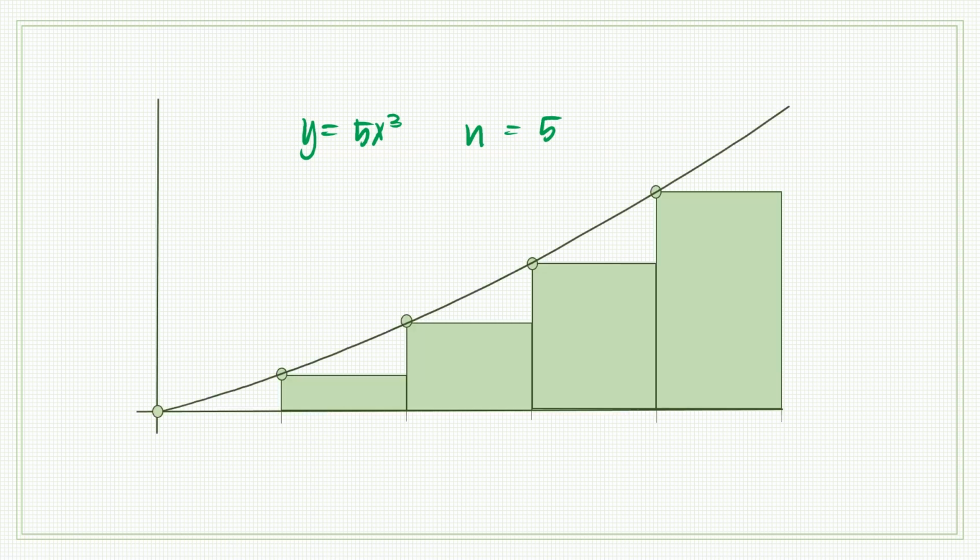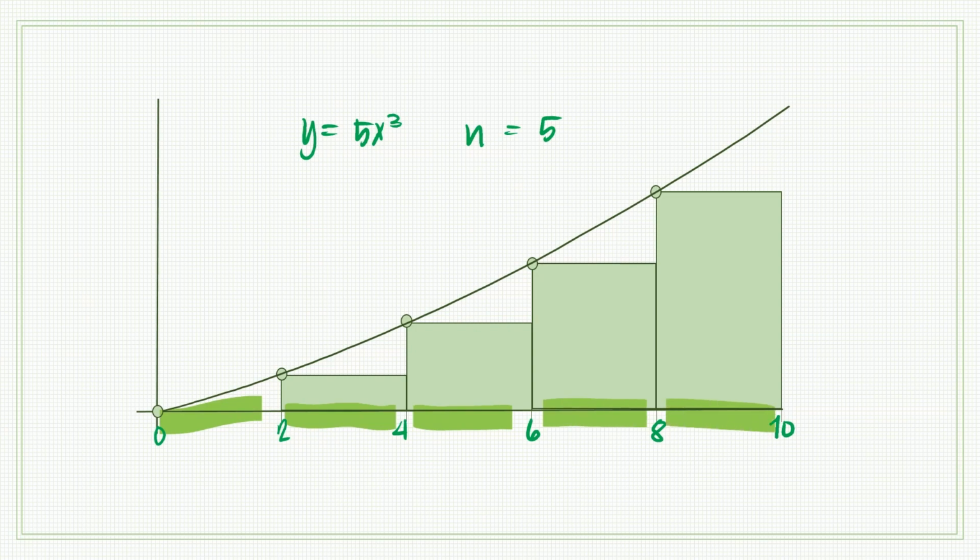First, we draw a curve with 5 points: 2, 4, 6, 8, and 10. In this curve, since we're using left endpoints, we're going to plot the first rectangle from 0 to 2, starting from 0, so there is no height. Next is 2 to 4, 4 to 6, 6 to 8, until 8 to 10.